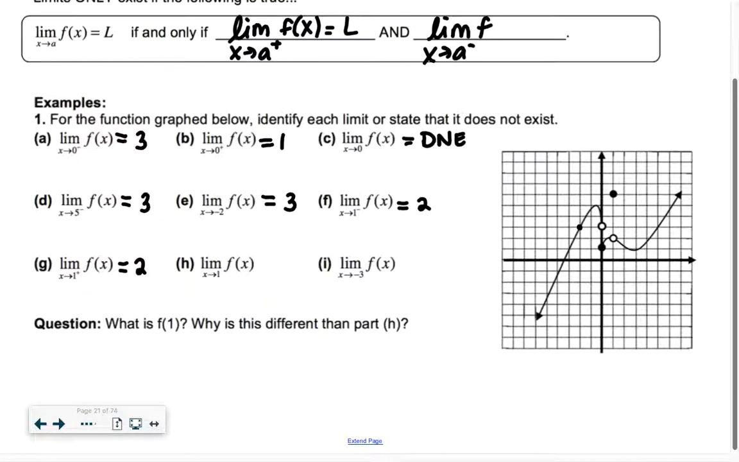Yeah, E. So as I get closer and closer to negative 2, so negative 2 is right here, right? So we're coming from both the right and the left, and we're getting closer to the y value of 3. So 1, 2, 3.